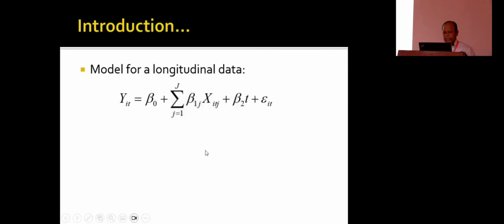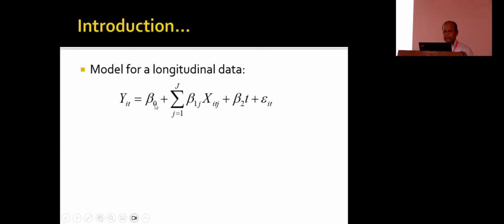Sorry for the delay. This is a regression model. Let me explain what is what. This is your dependent variable. T means time. This dependent variable is for the ith individual, ith subject, measured at time 1, time 2, time 3, and so forth. T is a time, I is a subject, numbers, for example.